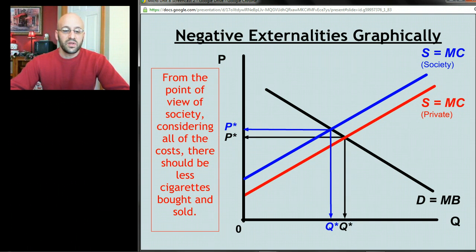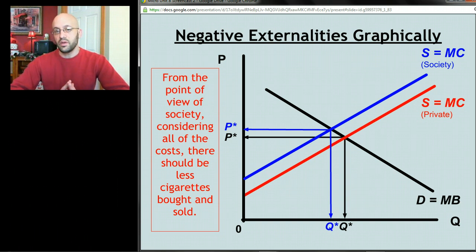So from the point of view of society, considering all of the costs involved, there should really be less cigarettes bought and sold. You could see that we were over-allocated, and the new quantity represents the societally optimal quantity of cigarettes, which is less than what we had before.